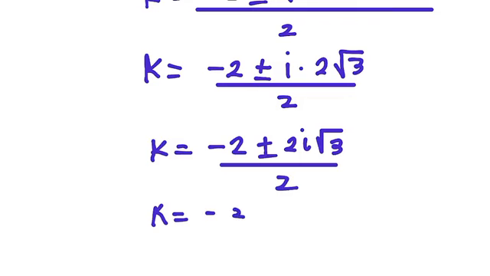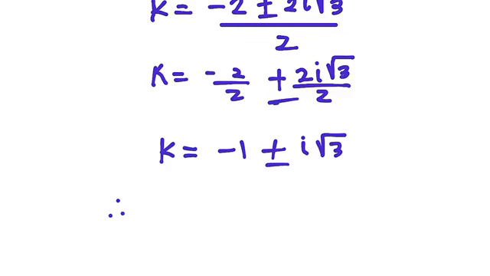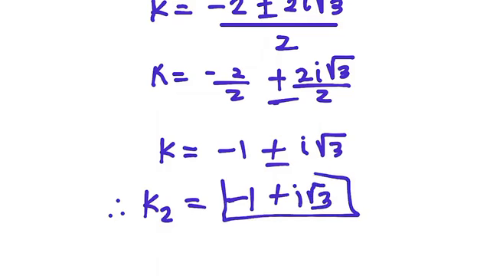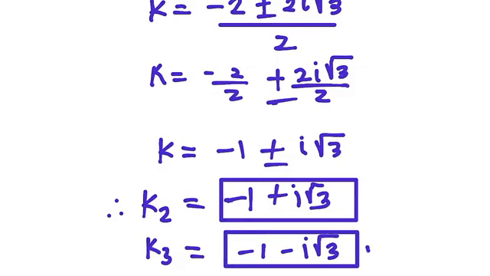Minus 2 divided by 2 plus 2i root 3 divided by 2. So from there, we see we have k equals minus 1 plus or minus i root 3. So therefore, we have another one, k2 equals minus 1 plus i root 3, and another one is minus 1 minus i root 3. So this is the third one.